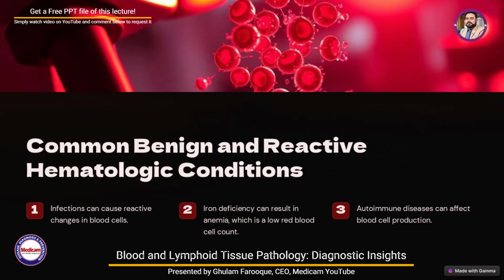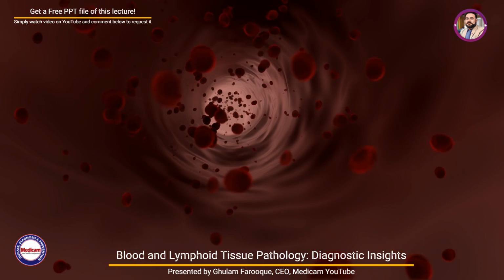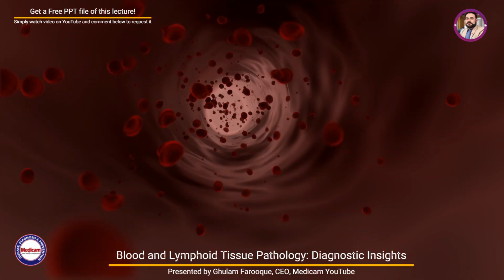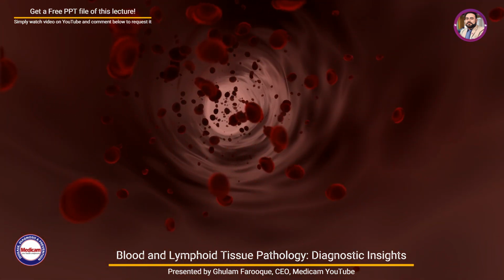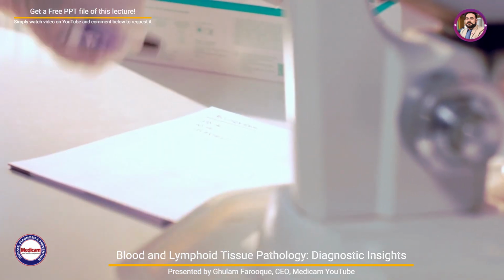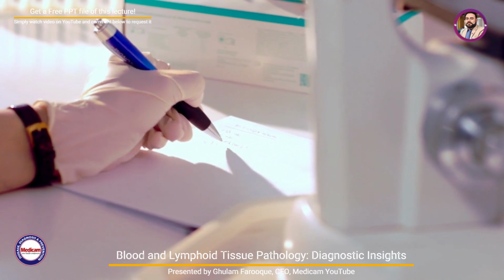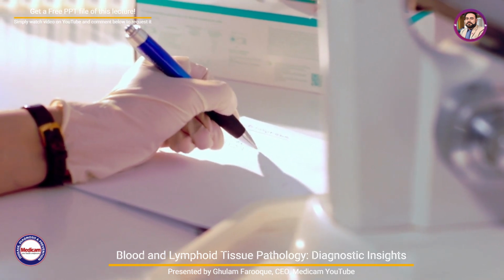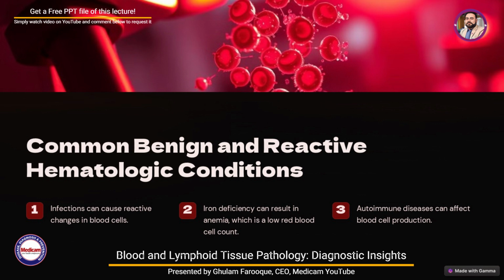Iron deficiency anemia. IDA, low hemoglobin due to insufficient iron, e.g., poor diet, chronic blood loss. Reactive thrombocytosis. Elevated platelet count from inflammation, surgery, or iron deficiency. Lymphadenopathy. Enlarged lymph nodes from infections or immune activation. Hemolysis. Premature RBC destruction due to infections or autoimmune conditions. These conditions are typically manageable by treating the underlying cause and monitoring blood parameters.